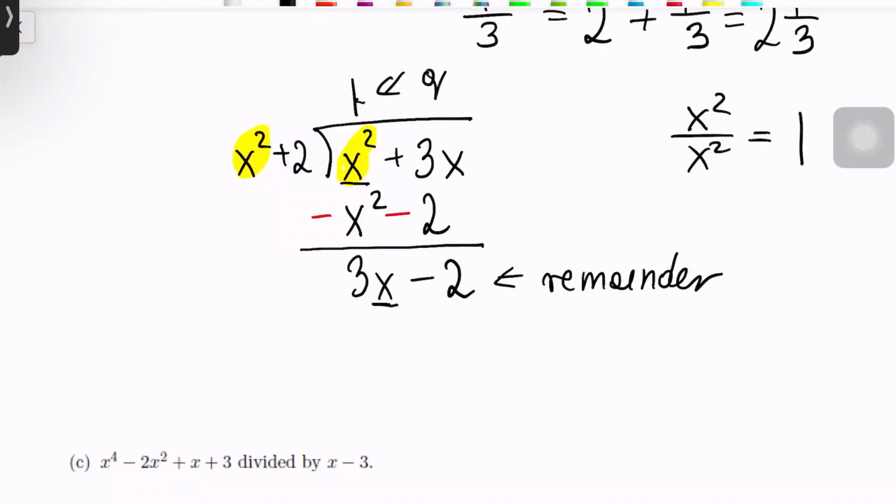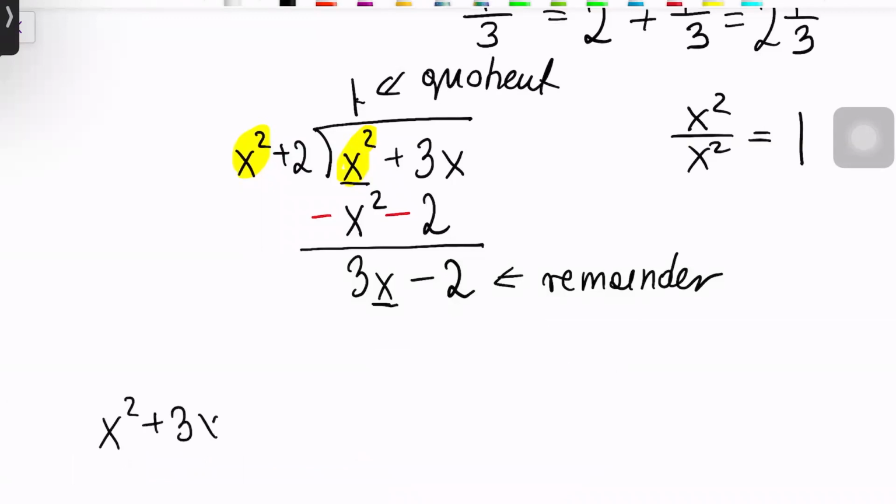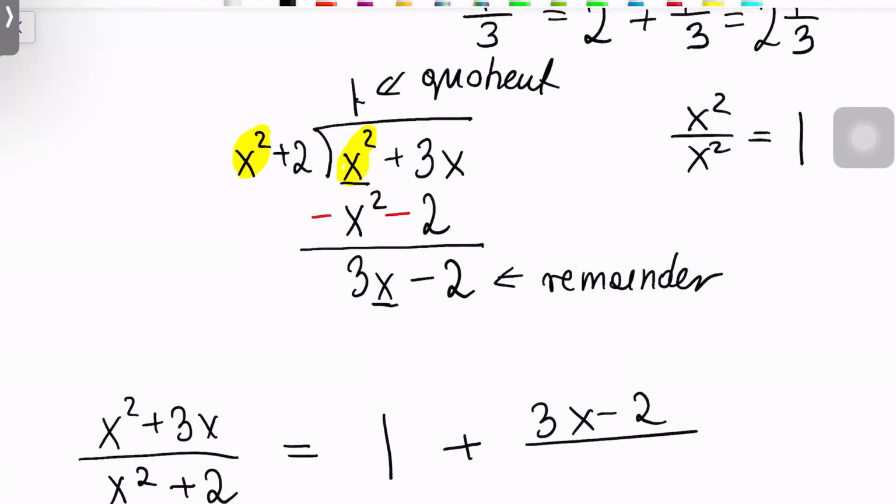And this is your quotient, which tells you that, let me put it in the context of what we found out. We divided x squared plus 3x by x squared plus 2. And we discovered that x squared plus 2 fits once into its dividend, and plus there's still this remainder.